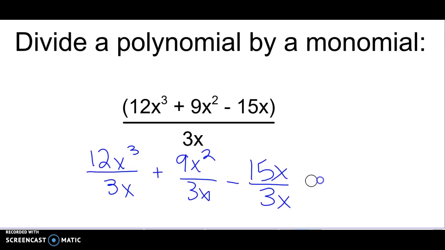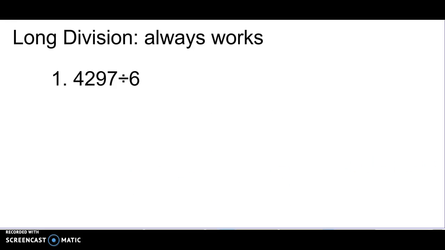So this one gives you 4x squared plus 3x minus 5. This is like one of your elementary school problems. Long division will always work, even if the divisor doesn't go evenly into the dividend. So you can build your house, put the divisor on the outside, dividend on the inside.